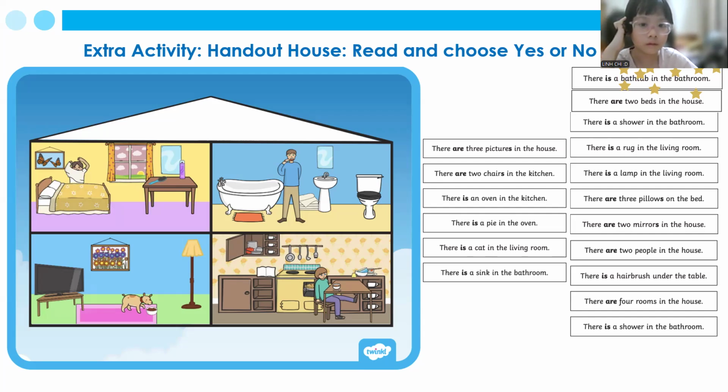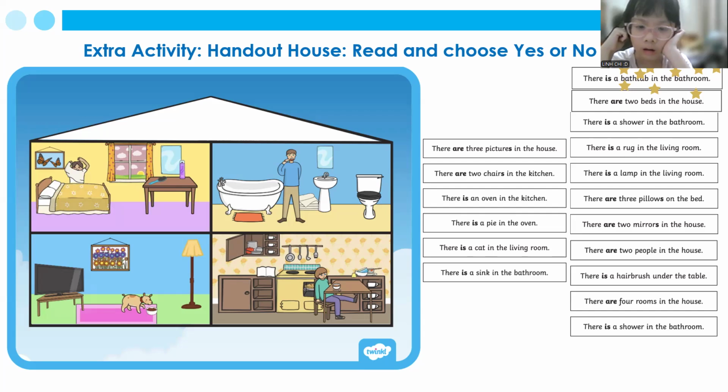Yeah. Very good, Mary. Okay, now there is a bathtub in the bathroom. Yes. Nice. Okay, there is a lamp in the living room. Yeah. Very good. There are two people in the house.